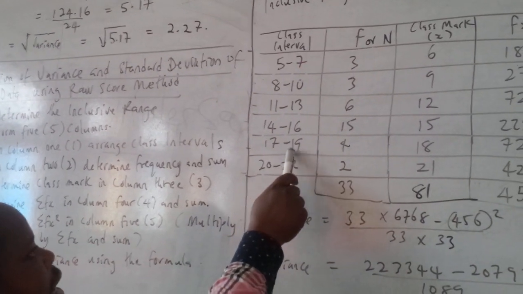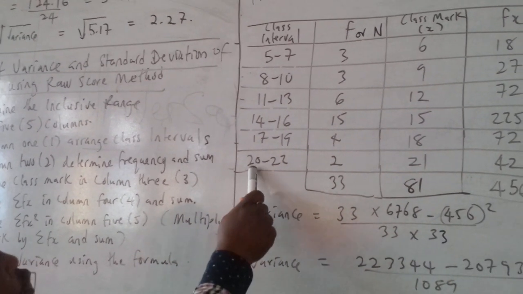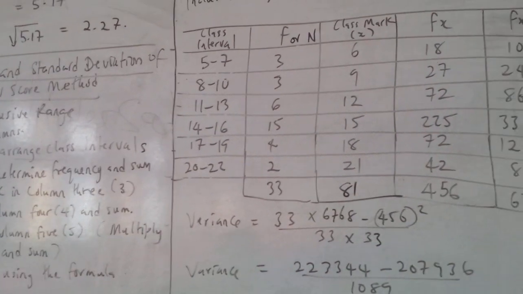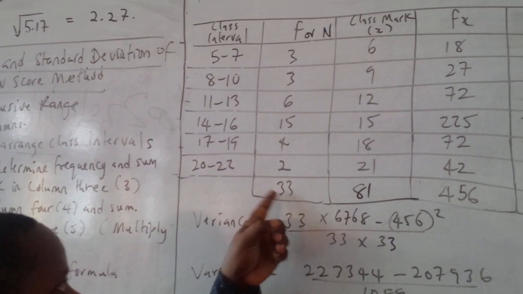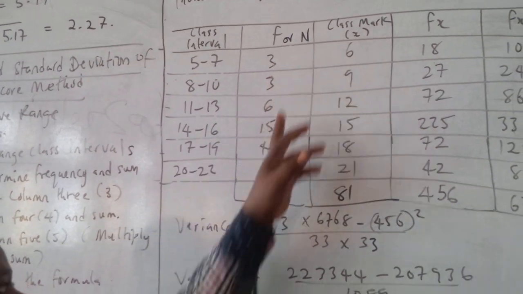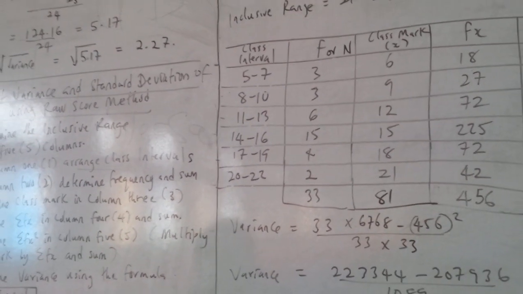Scores between 17 and 19 appear 4 times, while scores between 20 to 21 appear twice. If you add that together, it's going to give you 33. And so the frequency is 33, or the total number of scores in the distribution, which is N, 33.